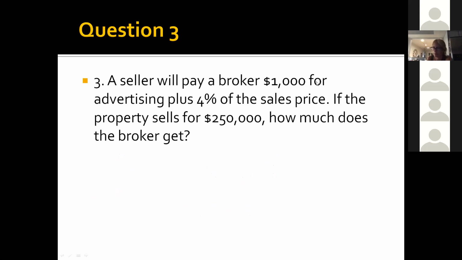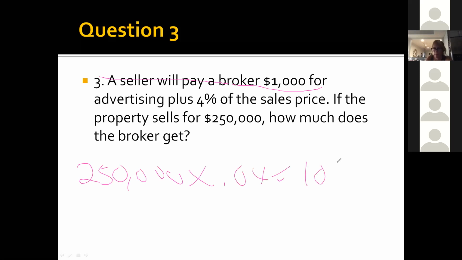Seller will pay a broker $1,000 for advertising plus 4% of the sales price. Let's forget about this $1,000 for advertising right now and pretend it didn't exist. The broker's going to get paid just his commission. It would be $250,000 times 4%, and that's $10,000. But the seller is going to reimburse the broker $1,000 for advertising, so we're going to get an extra $1,000. So the total the broker is going to get is $11,000.